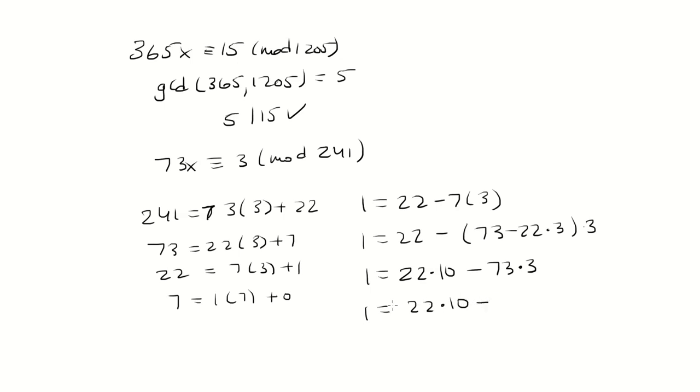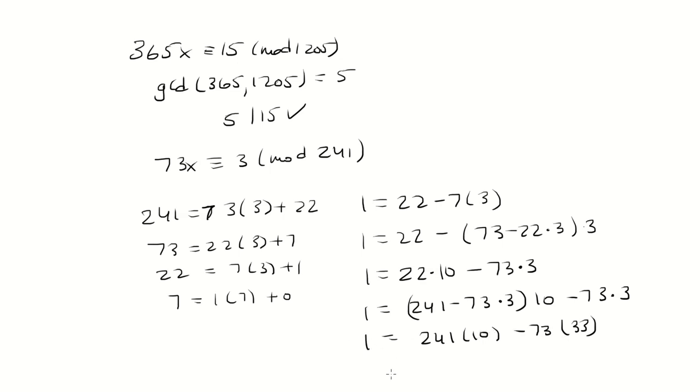And then we'll replace 22 with 241 minus 73 times 3. So we have 10 copies of 241. And then 3 times 10 is 30 copies of 73, and another 3 is going to be 33 copies of 73. And so to find the multiplicative inverse of 73, we look over here.